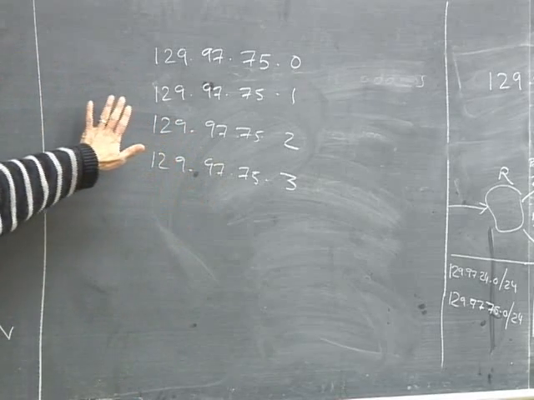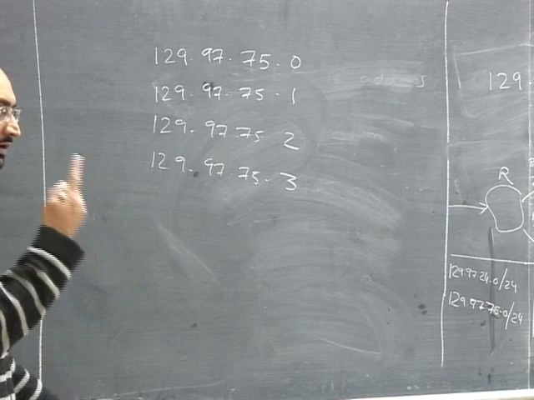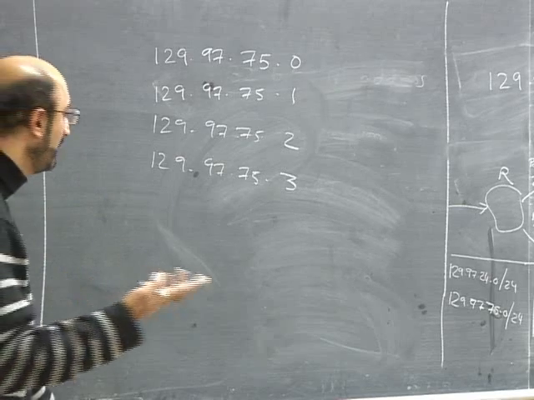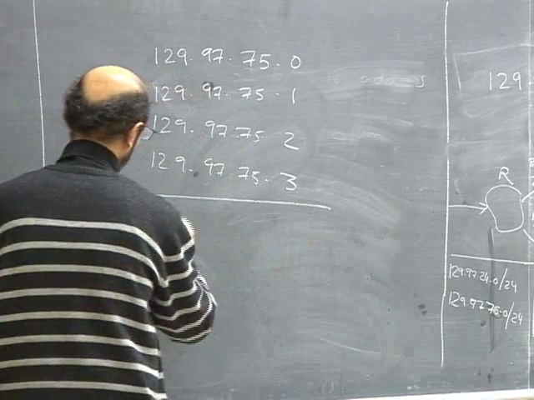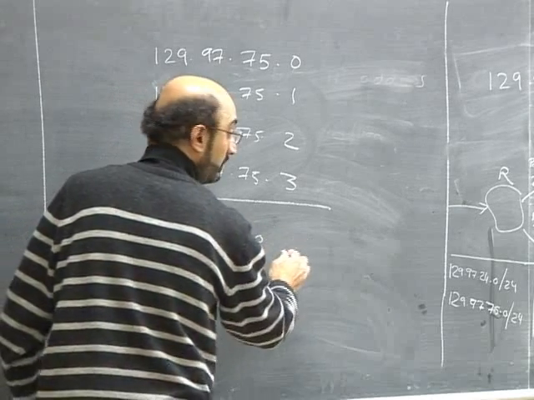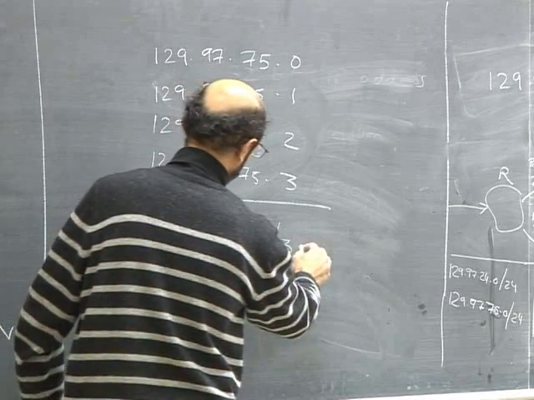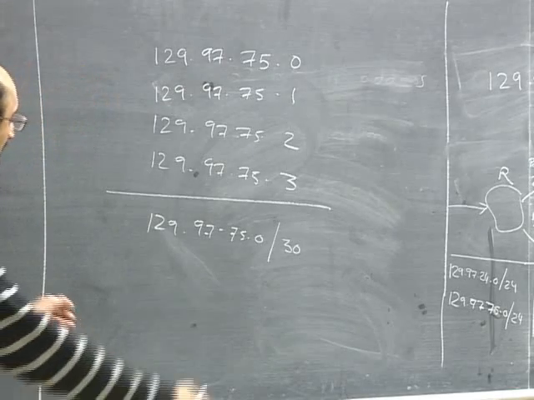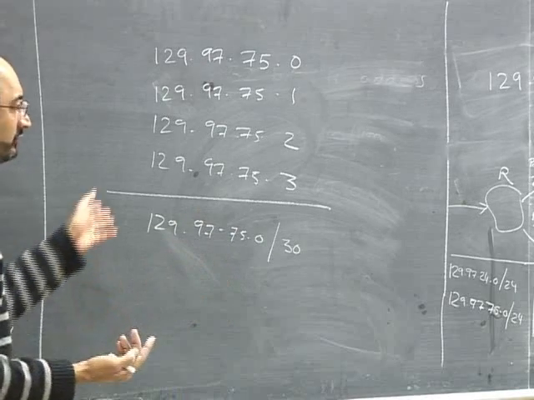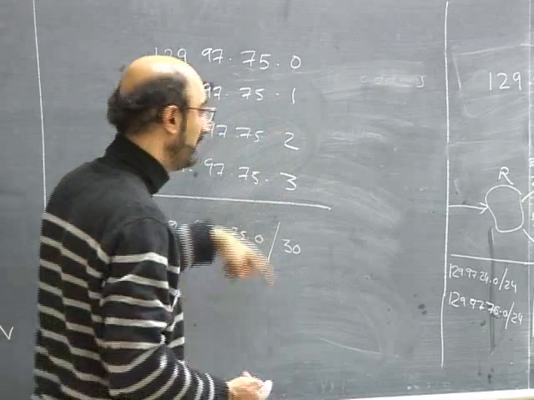So I have 4 addresses, just 4 any old addresses, and I want to refer to all of them using only one thing. How do I represent it? The way I represent it is I call all of these 129.97.75.0/30. The 30 means look at the first 30 bits and ignore the last 2, because these will all differ only in the last 2 bits. It's going to be 00, 01, 10, 11.